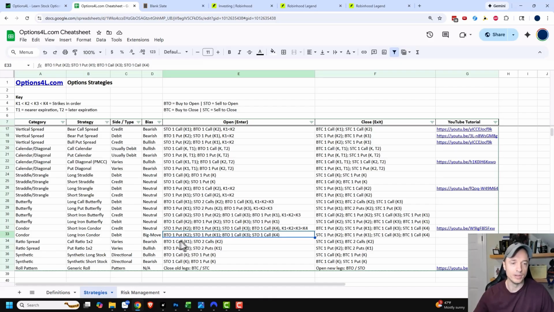So you're buying to open and selling to open, both puts and calls, and you're doing the opposite if you want to close out the position early. And we'll get into an example in just a minute, which will explain what these variables mean. But if you wanted to, you can see the key up here, what the variables mean, and you could align them to what we're going to do in the example.